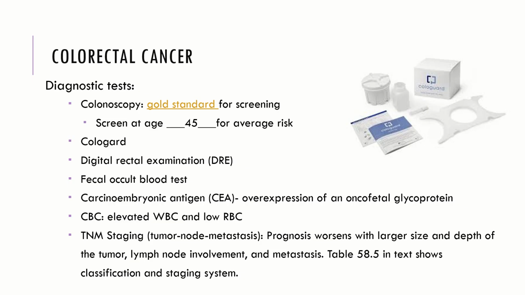All right, so what are our diagnostic tests? Colonoscopy is the gold standard for screening for colorectal cancer. Screening starts at age 45 if they are at average risk. Cologuard, DRE, and fecal occult blood tests can be done. CEA, blood tests, CBC, and then we also have the TNM staging, the tumor node metastasis staging. The prognosis worsens with the size and the depth of the tumor and how many lymph nodes are involved and how many have actually metastasized.